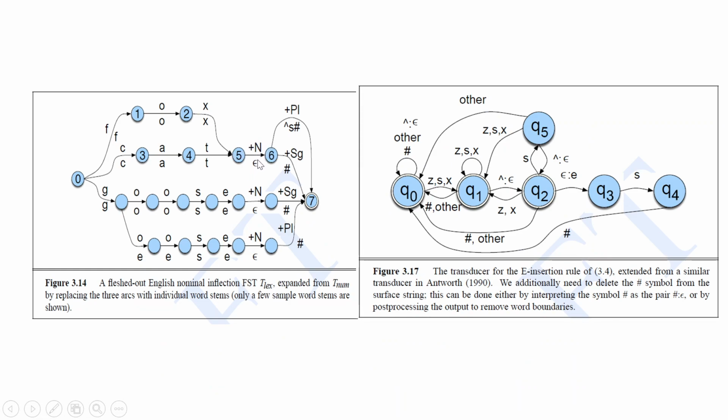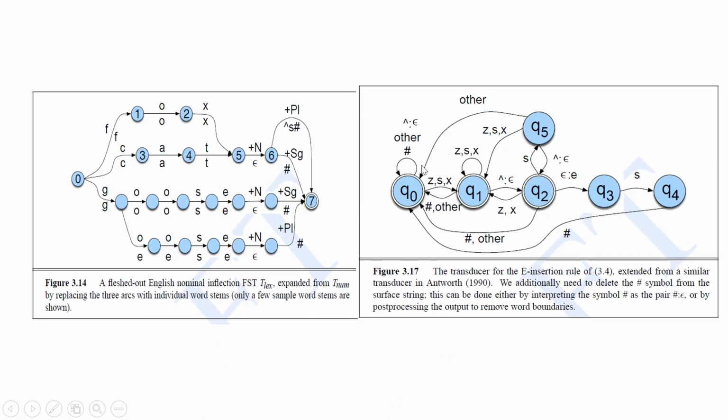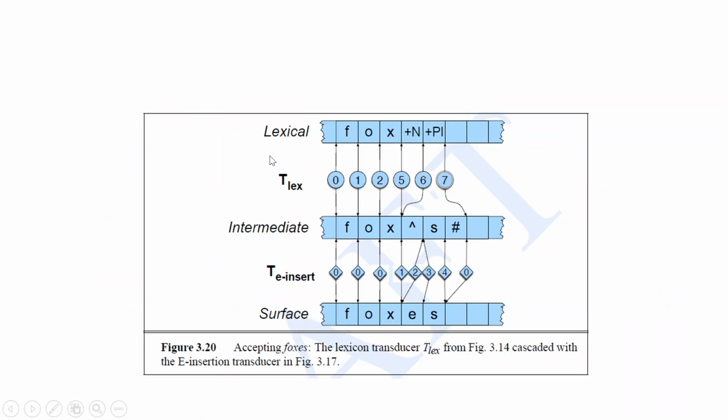Plus n does not generate, it generates epsilon, which means it does not generate any output. So plus n is read, and you move on to state 6. You move on to state 6, but no output is generated. So the output still remains here.